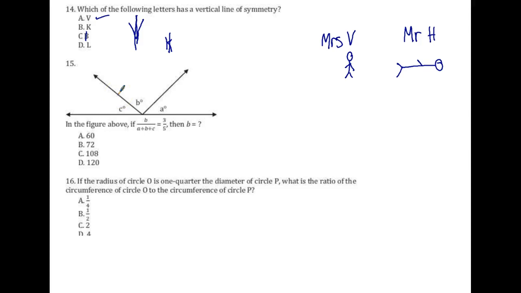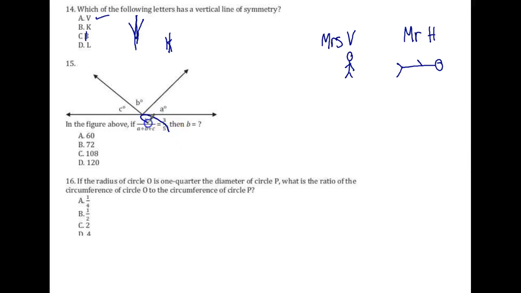All right. Number 15. Looking at the figure above, B divided by A plus B plus C is equal to 3 over 5. What is B equal to? Now, we have 3 variables and only 1 equation, so I'm sure they're not asking us to find the value using elimination or substitution. We just have to play with the fraction, simplify it, and figure out what B equals.